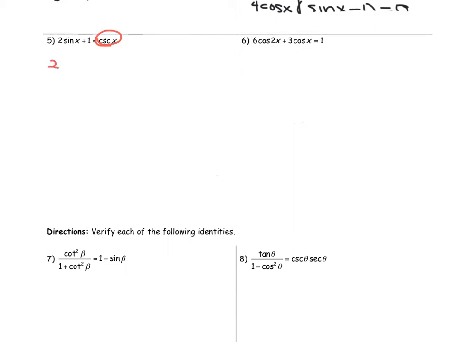Very good. I could rewrite cosecant of x as 1 over sine. Now that I have this written out, we're going to subtract over the 1 over sine x. So I have 2 sine x plus 1 minus 1 over sine of x equals 0. Right? We always set these things equal to 0.